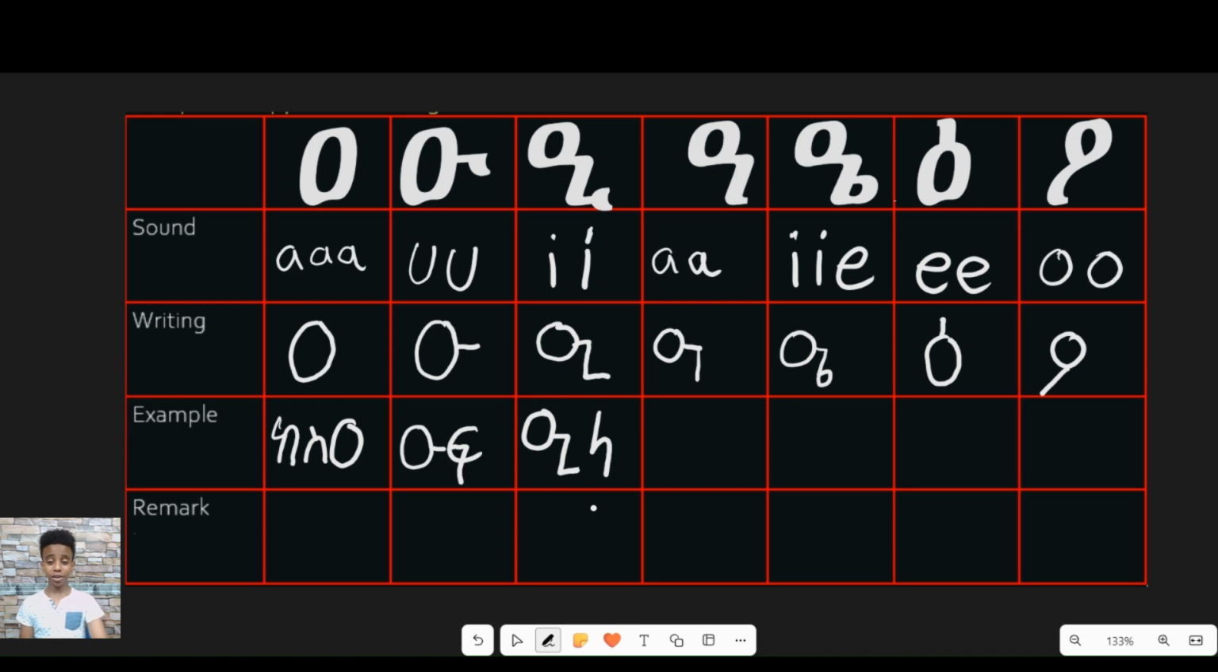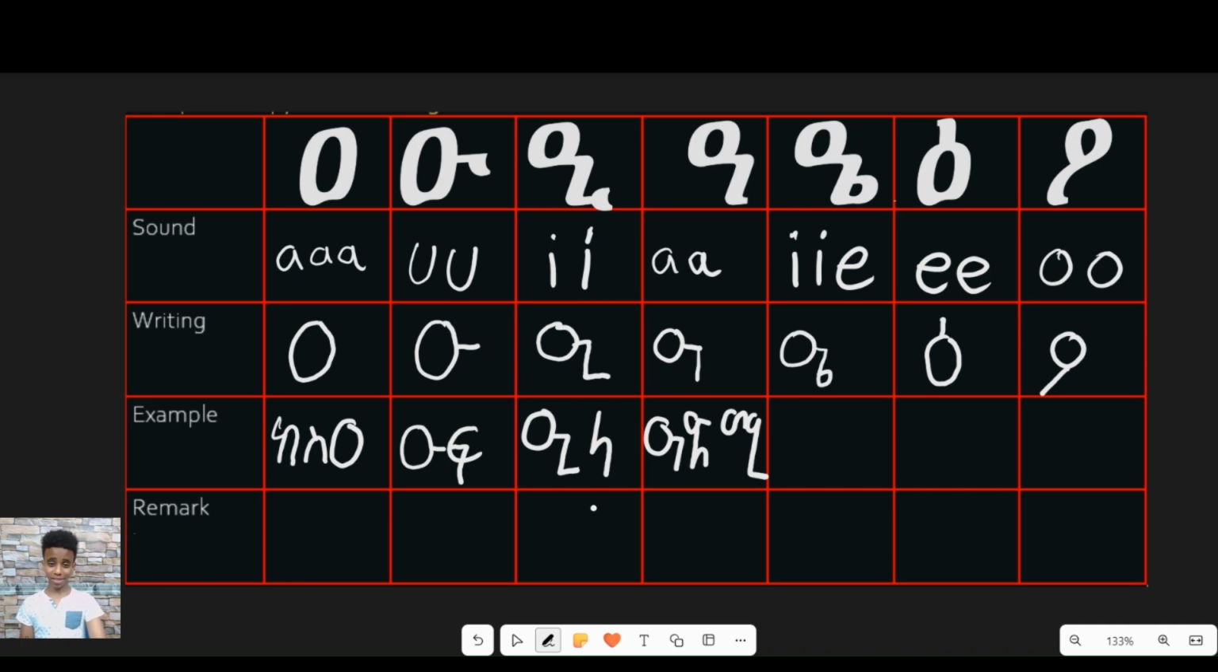Our fourth letter is the letter A. And the example we have for the letter A is Atmi. Atmi in Tigrinya means bone in English. Here's another fun fact. The average human body has about 206 bones. Isn't that a lot of bones?